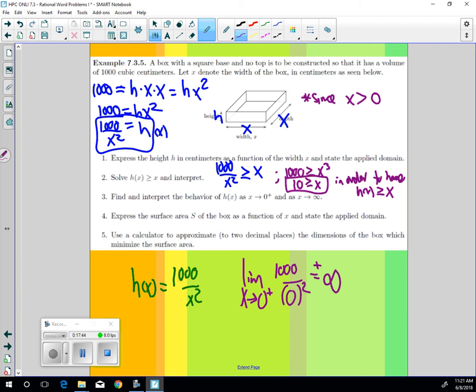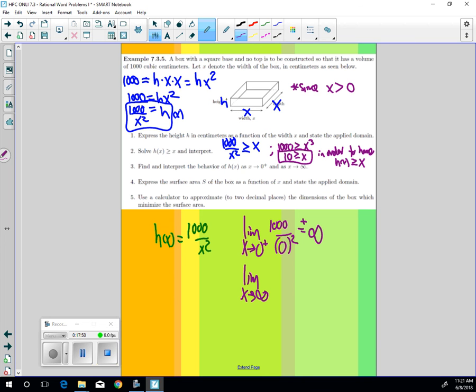And then the other one, what if x was approaching infinity and you have 1,000 over infinity squared? Well, that's just going to be 1,000 over infinity, which is essentially 0. So in this case, if your width is really, really big, the height is small. If the height is really, really small, your width is really, really big. So that's what these two are saying.